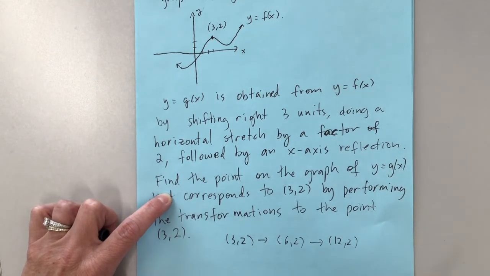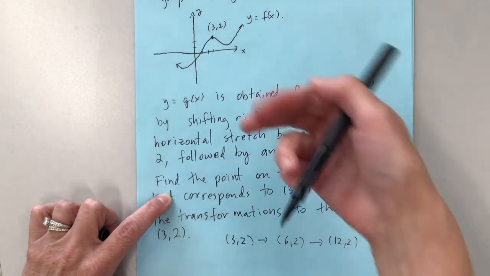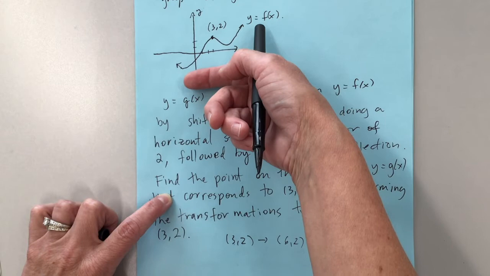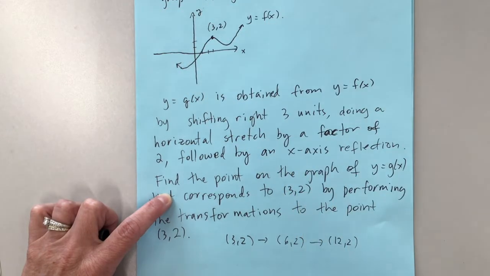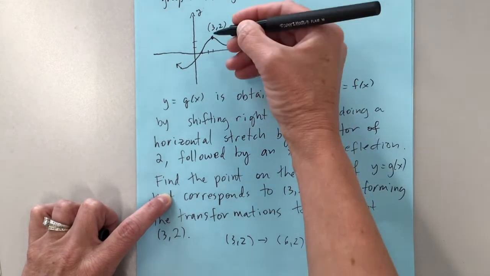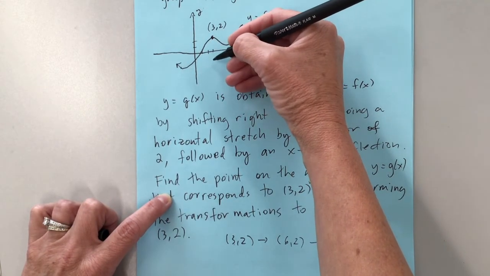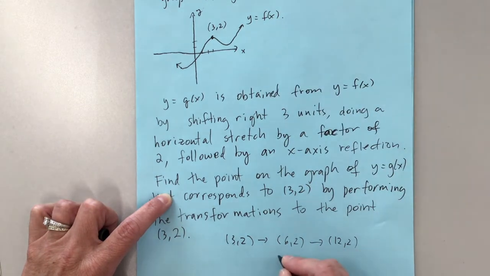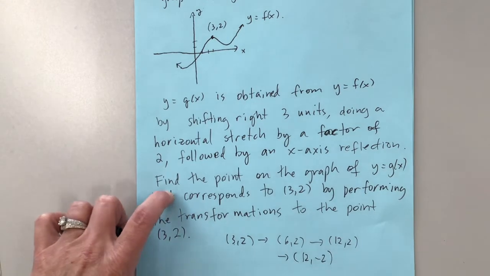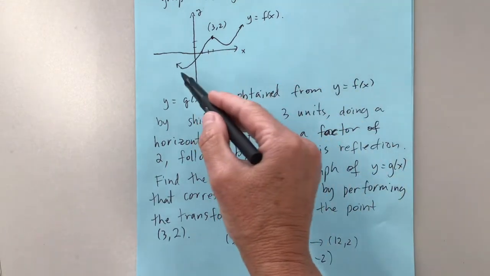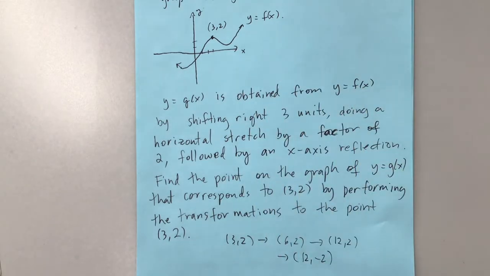Now we have an x-axis reflection. In an x-axis reflection, everything above the x-axis goes below, and everything below the x-axis goes above. Here the point (12, 2) has a positive y-coordinate, so reflecting across the x-axis, we take it down to (12, -2). If we had an equation or a lot more points for this new function g of x, the point (12, -2) would be on that graph.